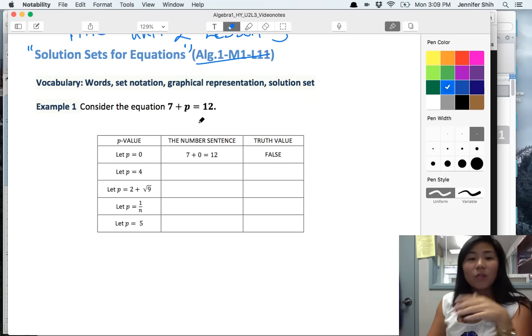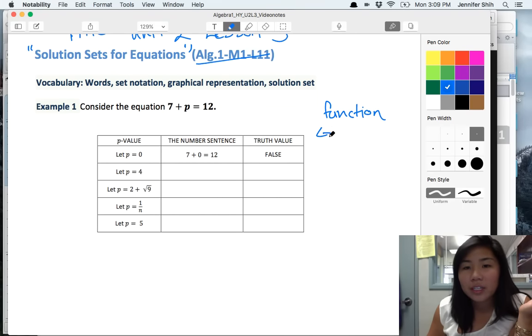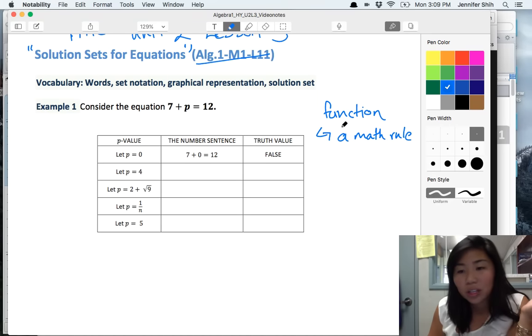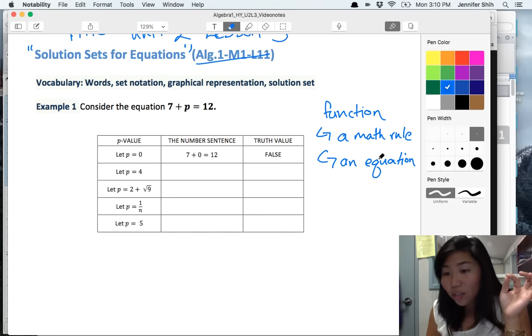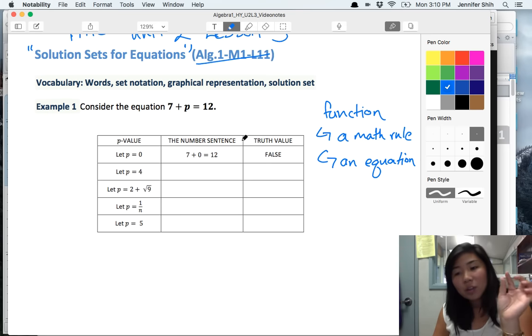And this is going to be our function. I'm going to use this funny word called a function, which is also known as a math rule. Usually this math rule looks like an equation. So whenever you see an equation, it's almost always a function. And we are going to test right now to see if our equation is true for certain values. The only variable we have in this equation is p.